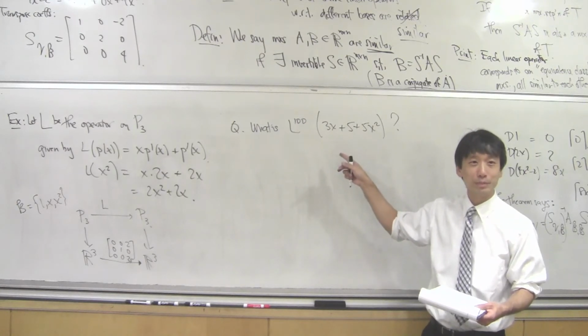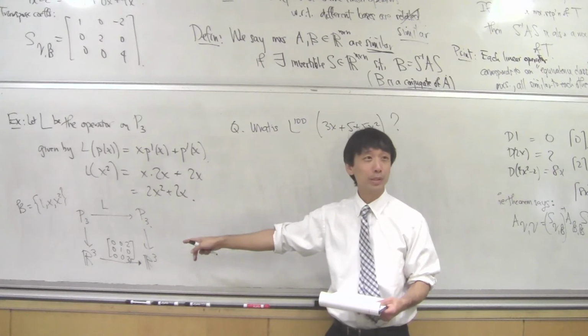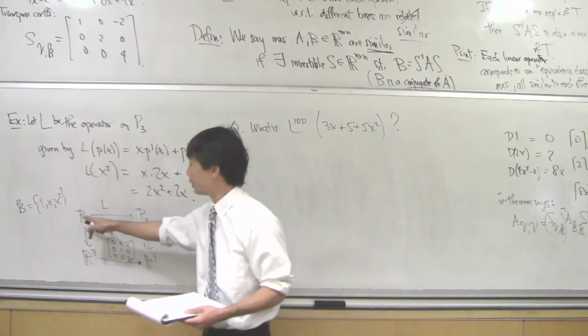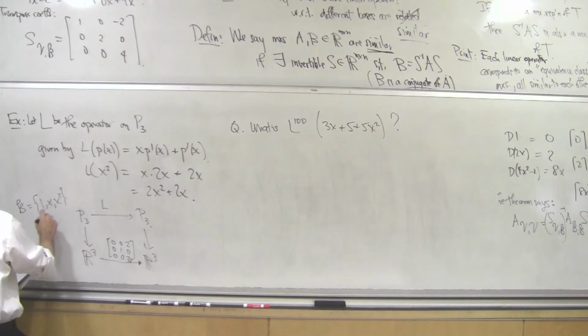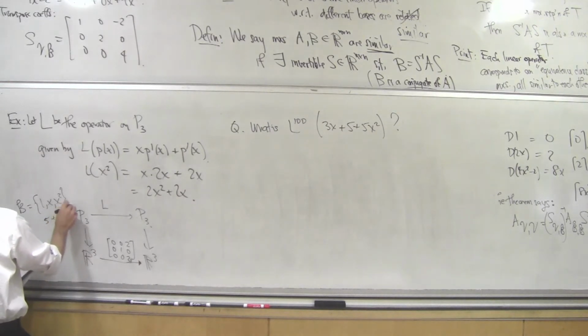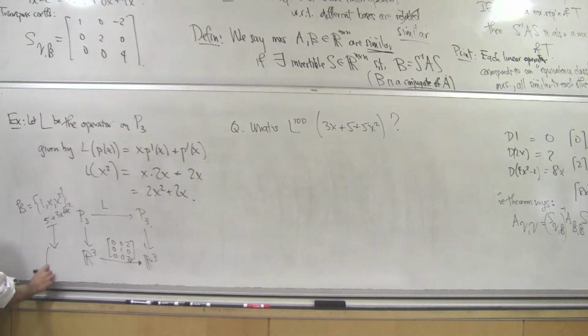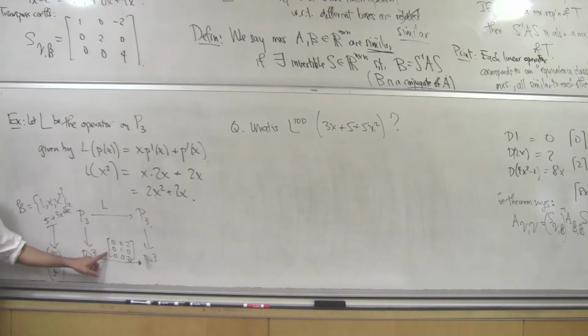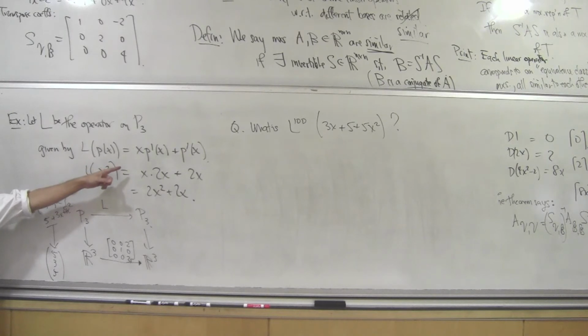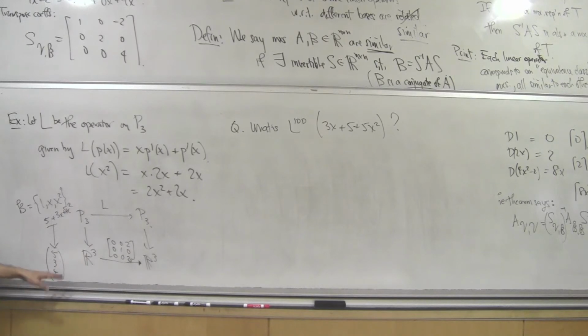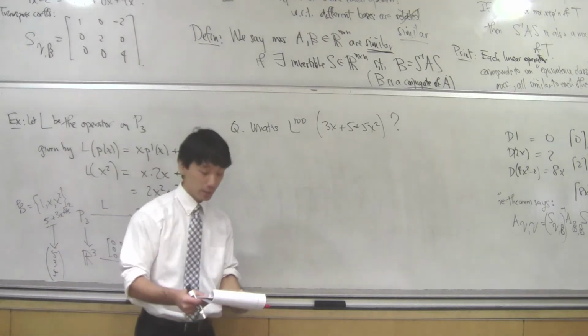It'd be awful. Or you could use the matrix representation. That's a little bit better, because you would say, okay, I take my 5 plus 3x plus 5x squared, I take its coordinate vector. What's the coordinate vector? 5, 3, 5. And I multiply it by this matrix 100 times, and then I map it backwards, back up. That's easier than actually doing it in your brain. So you could do it that way. But there's something even better.